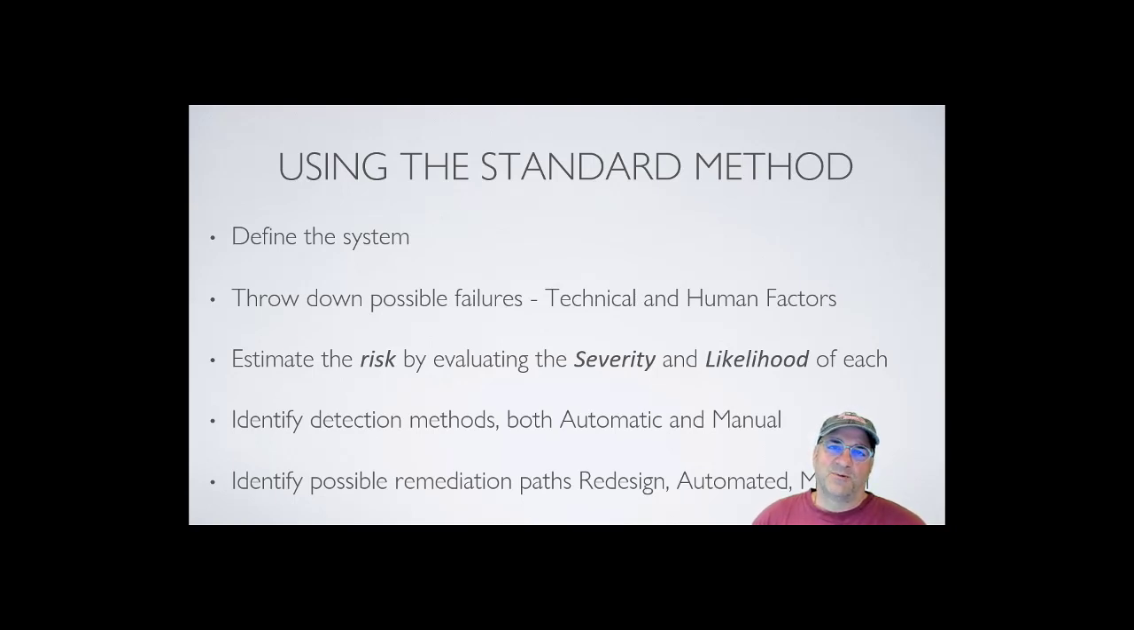So then we're going to identify how we're going to know the door is up. That's a little bit of a different problem. We're going to identify the different automatic or manual detection methods, and we came up with a couple here. And then we're going to identify possible remediation paths. How can we make sure it never happens? How can we recover from it automatically? How can we recover from it in a manual fashion?